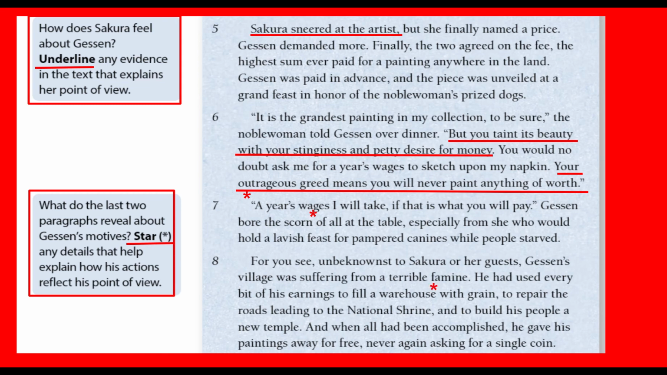These details in paragraph 8 are really going to help us understand his point of view and why he does what he does. So let's look at those. So, that second full sentence in paragraph 8.